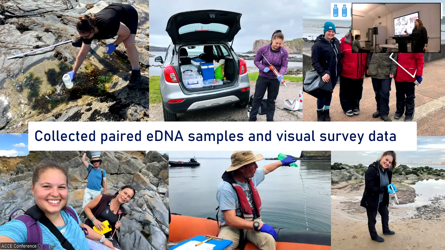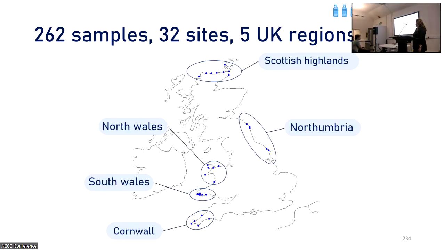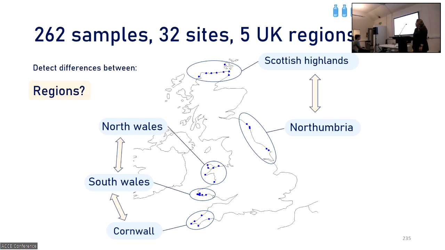across many different sites with the visual survey data, with lots of helping hands. I've collected 262 samples across 32 sites in 5 major regions of the UK. So I've done Scotland, Northumbria, North Wales, South Wales, and Cornwall. There's been a lot of driving. In terms of the spatial questions that I want to look at, I want to see whether the eDNA is capable of detecting diversity differences between these major regions and also between the sites within these regions. And so from the literature, we know that eDNA is very sensitive.